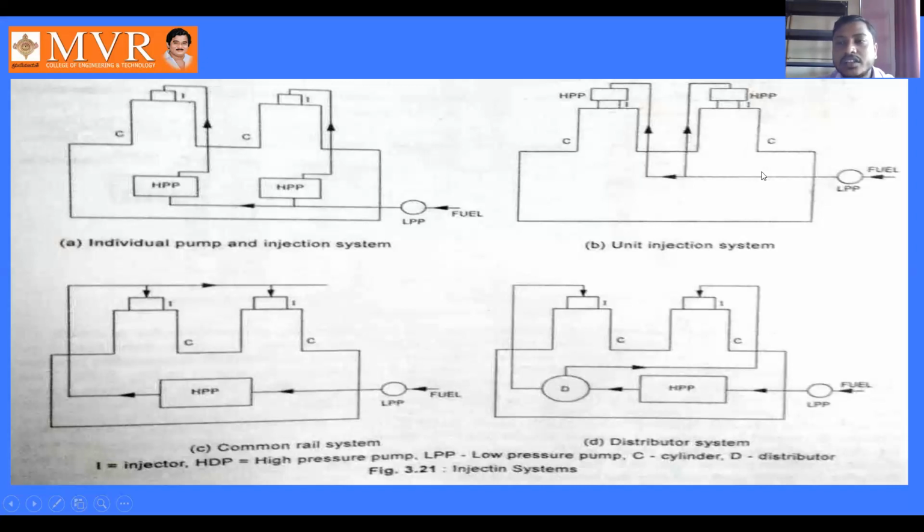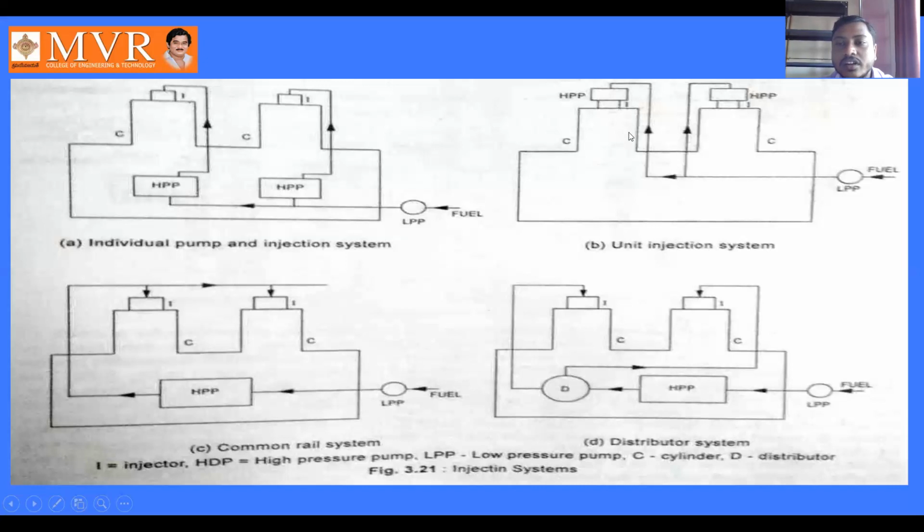We are sending the fuel with the low pressure pump to the first unit injection system, and after that to the other unit system. We are dividing these into two unit systems. Comparing with the individual pump system, where the high pressure pump is separate, here the high pressure pump sits above the fuel injector. We are considering the high pressure pump, the fuel injector and the cylinder as a unit.